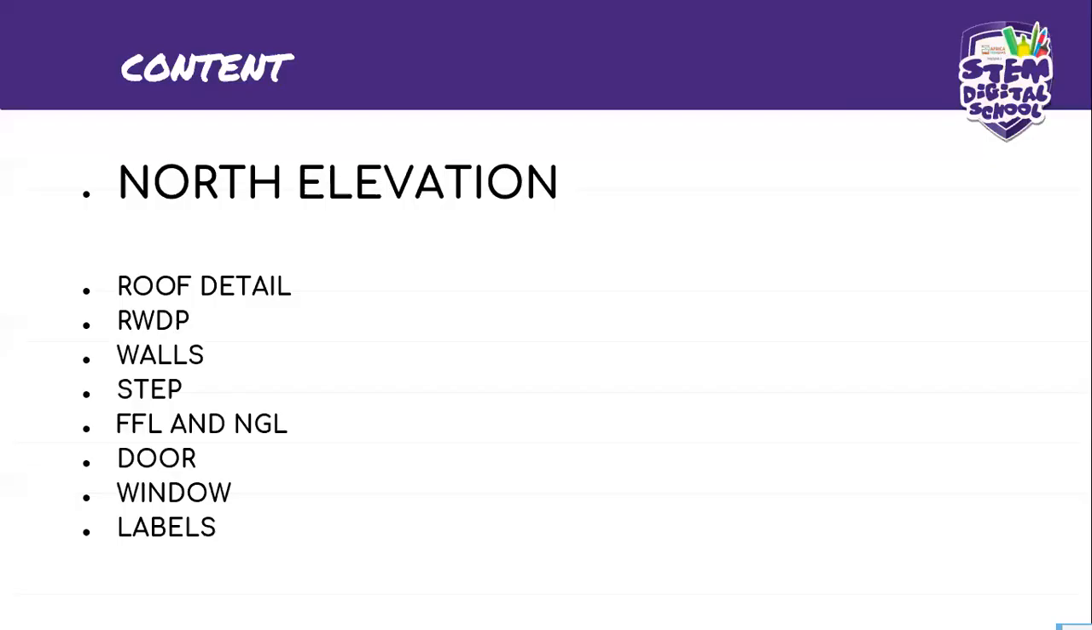Like I said, we are going to look at the elevation and we are going to look at the roof detail. We are going to look at the component of the roof, which is the rainwater downpipe. We are also going to look at the walls and how to define the step as it is shown on the floor plan. But we are also going to define the issue of the finished floor level, the NGL, the door, the window, and the levels.